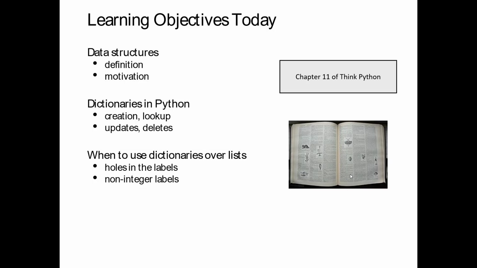Okay, so the reason they're called dictionaries is that they are mapping a label to a value.